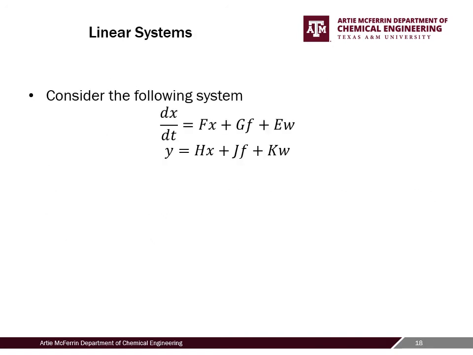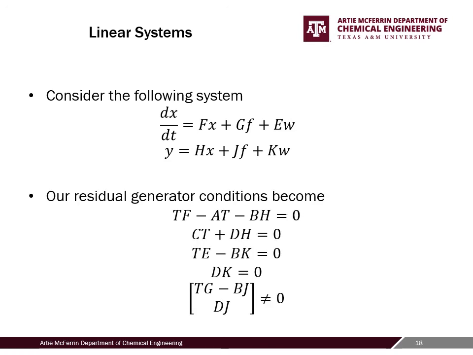We'll now see how the conditions for the residual generator derived for nonlinear systems translate to the special case of linear systems. So consider the following linear system where F, G, E, H, J, and K are now constant matrices. Now for this system, our residual generator conditions become algebraic equations, and they include again the fault detectability, disturbance decoupling, and also the functional observer conditions. These conditions are quite standard in fault detection literature for linear systems.